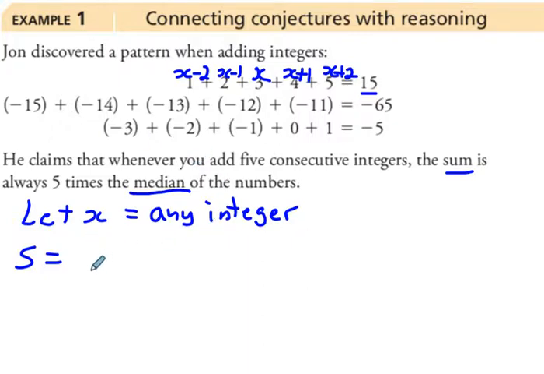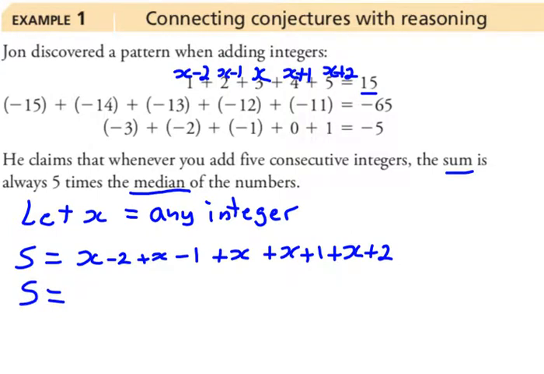So when we write this out, the sum of those 5 integers would be x minus 2 plus x minus 1 plus x plus x plus 1 plus x plus 2. Now when we join together our like terms, we have x plus x plus x plus x plus x, which is 5x. When we look at the numbers, we have minus 2 and minus 1, which is minus 3. We have plus 1 and plus 2, which is plus 3. They'll cancel out to give us 0.